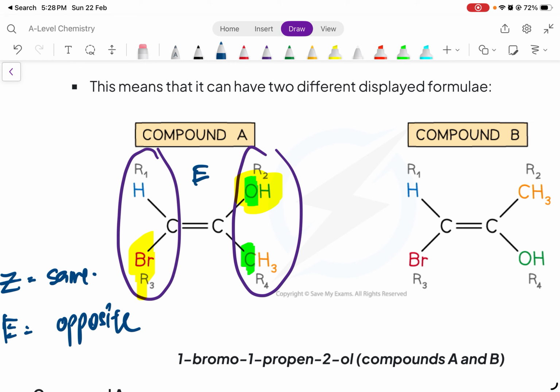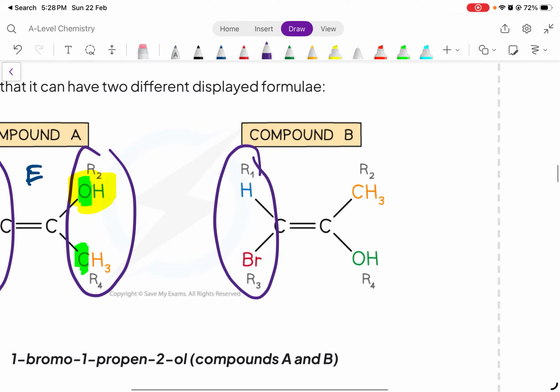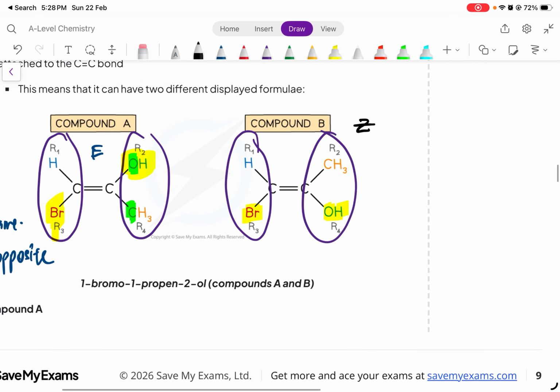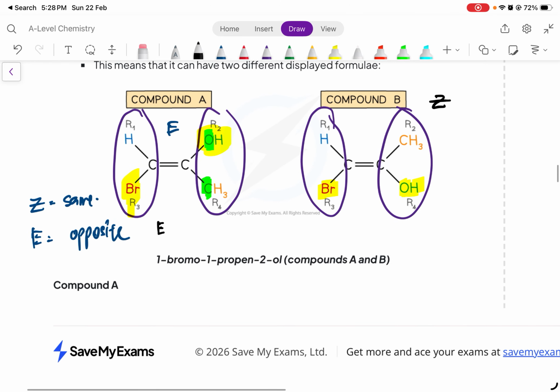That's it. Now we look here. Higher priority, correct? It's the same side, so this is the Z isomer. That's how we differentiate it. In terms of our name, we can say this is E, followed by whatever name is written here, and Z, followed by whatever name is written here. So that's how we can differentiate between E and Z.